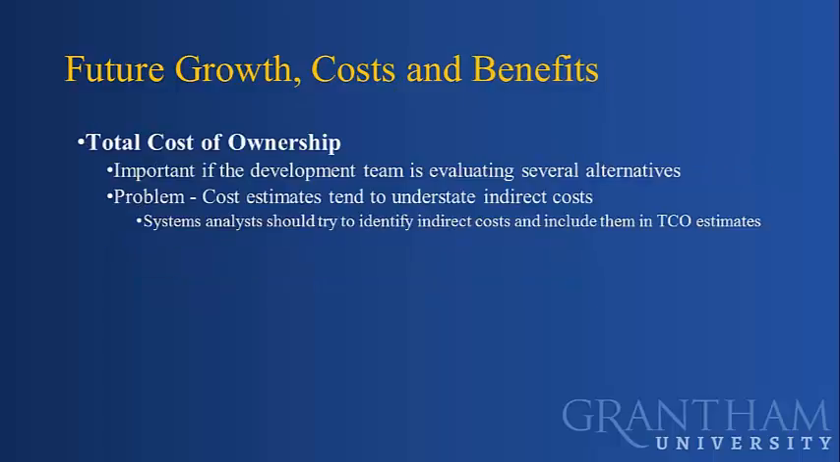Future growth, costs, and benefits continue. Total cost of ownership is important if the development team is evaluating several alternatives. The problem is that cost estimates tend to understate indirect costs. Systems analysts should try to identify indirect costs and include them in TCO estimates. Review Figure 4-15 in Chapter 4, page 118, which shows an example of TCO for cloud computing.